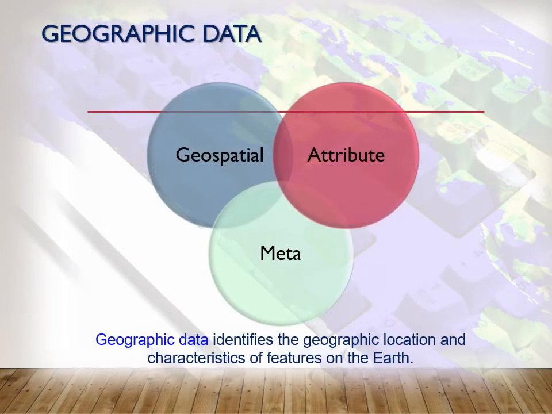So I like to think of all the geographic data that we are going to deal with as having three components: geospatial, which we just talked about, and attribute, which we'll talk about later. These are the data in tables, and they may be non-spatial. And we also have something called meta, which is metadata. In GIS 33, you're going to learn a lot more about metadata, but we're going to talk a little bit about that in this chapter.